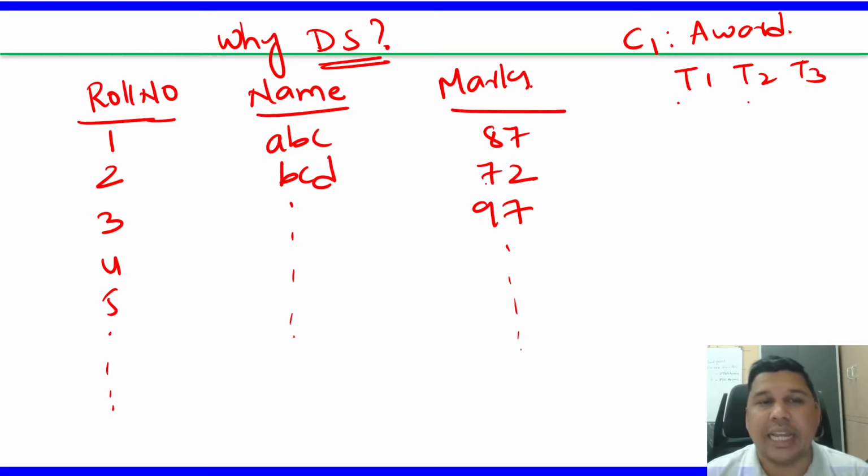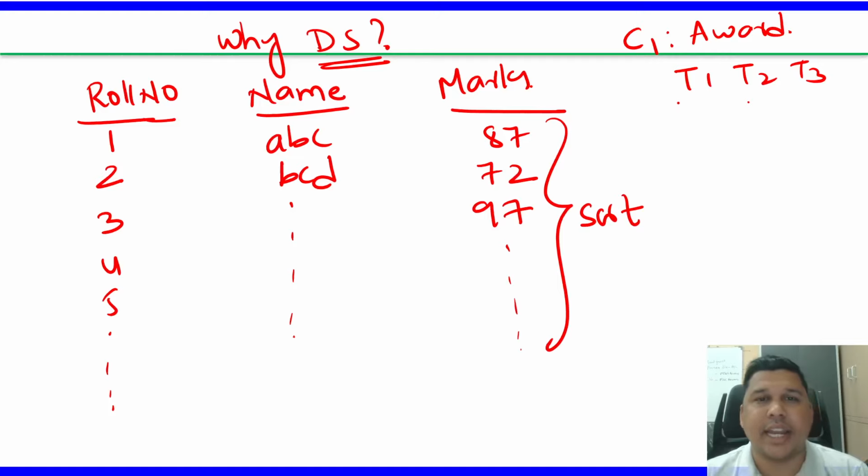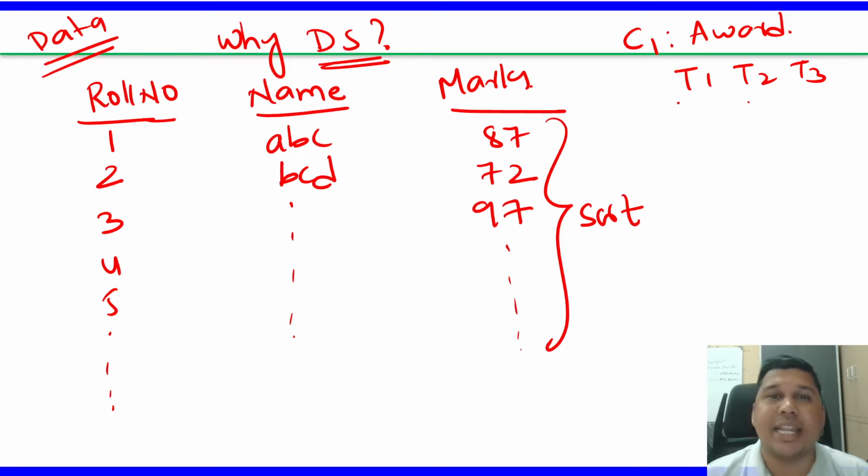So generally what we will try to do is sort this data with respect to marks. We will try to do sorting. What is sorting? Again, arranging numbers in increasing or decreasing order. So I will try to sort whatever data I have with me with respect to marks. After sorting, it is very easy for me. The first record in the data set will be the first prize winner.